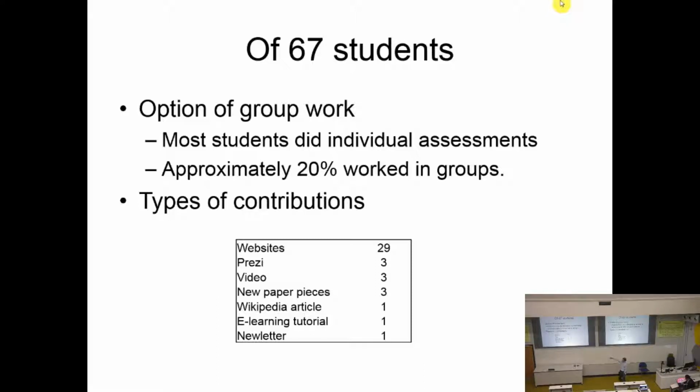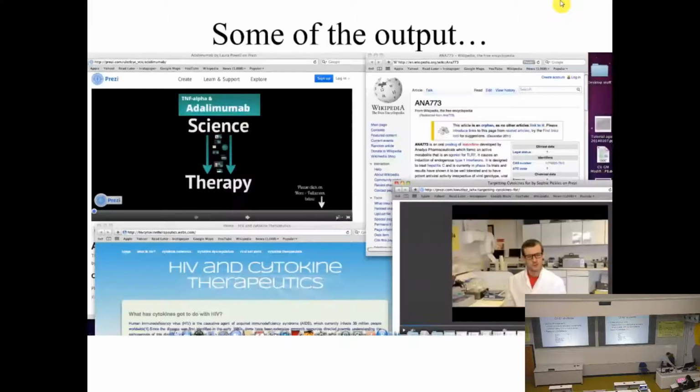This gives you an indication of what they've used. The majority of them, by quite some measure, have made websites. Some of them made Prezis, videos, a couple of newspaper articles, and one of them made a Wikipedia article and an e-learning tutorial. So they were quite diverse, with the majority of them making websites. This is just a still of some of the output. So that's the Prezi up there. This was a YouTube video, a Wikipedia page, and some websites.